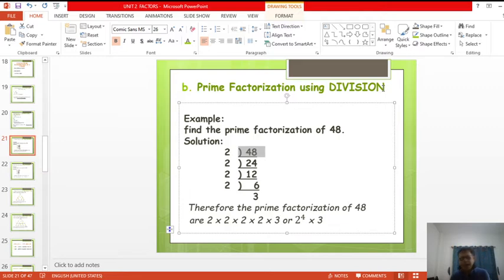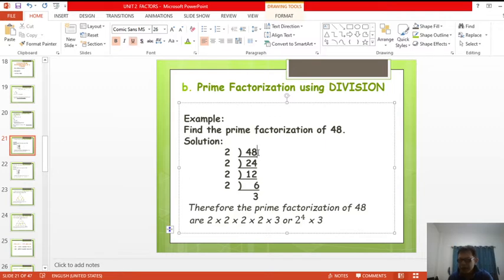Now our example here, let's read it along with me. The problem is find the prime factorization of 48. Okay, number 48. So workings or solution. Now look at this. This is how you're gonna do it. Let me show you.